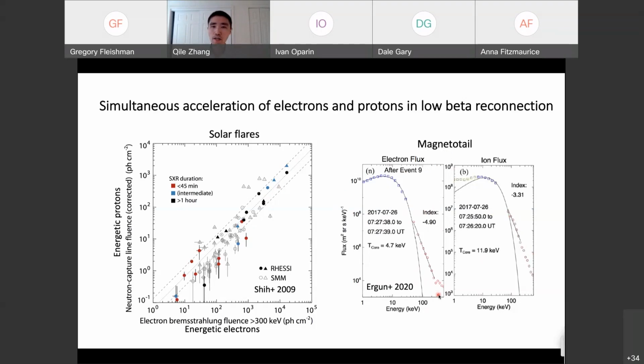So these observations above tell us that there should be a common particle acceleration process in low beta reconnection, either in solar flares or the magnetotail, for both electrons and ions. But the underlying physics is still not well understood, since the previous studies failed to produce these simultaneous electron and proton power laws in first principle fully kinetic simulations. And that's the problem we will address in this talk.